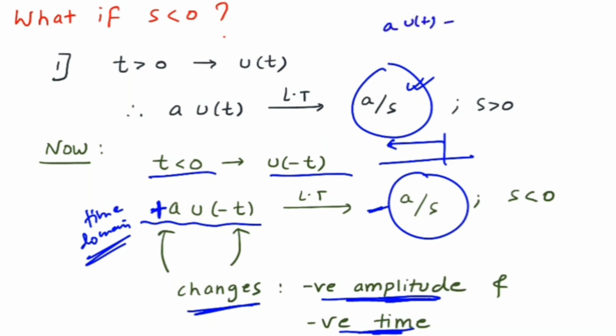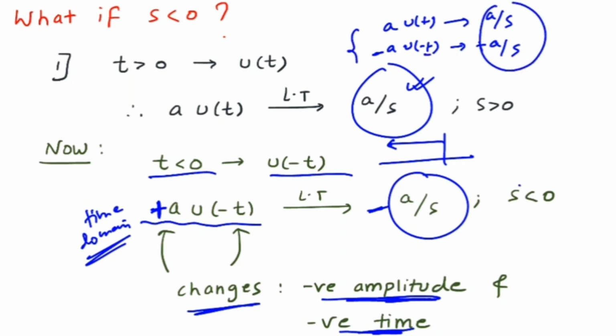Laplace of a u of t is a over s, but if it is a u of minus t, then it would be minus a over s. But sometimes the examiner gives you minus a into u of minus t, then the answer would be plus a over s. As you can see, the results are the same, just you have to see the time and the amplitude, they are changed. Time is here negative and amplitude is also negative.